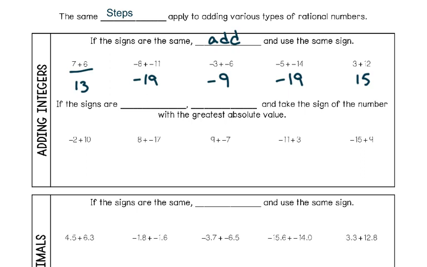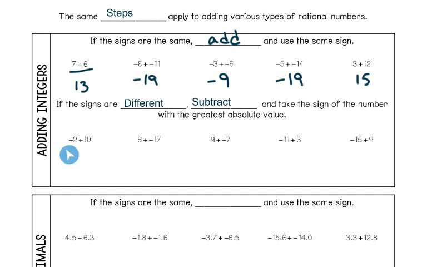So that was the first thing we did when we added integers. This is just review. The next thing we did is add numbers whose signs were different. When the signs are different, we subtract. And then take the sign of the number with the greatest absolute value. So which is bigger, the negative number or the positive number, if we're just looking at the value of the number, the absolute value?